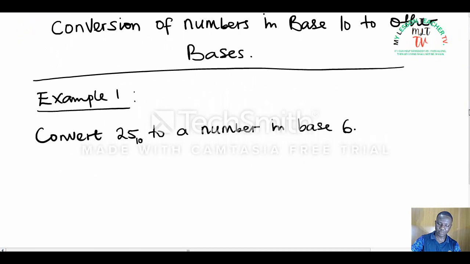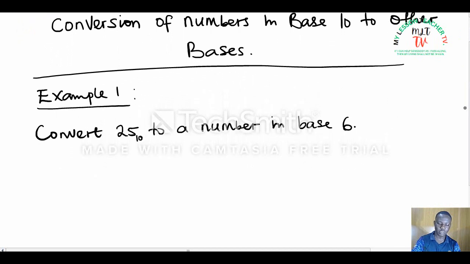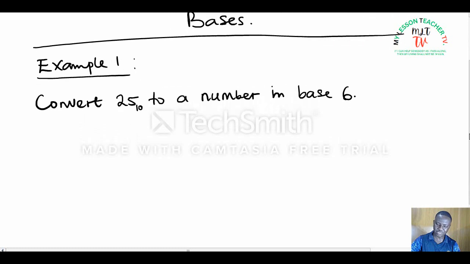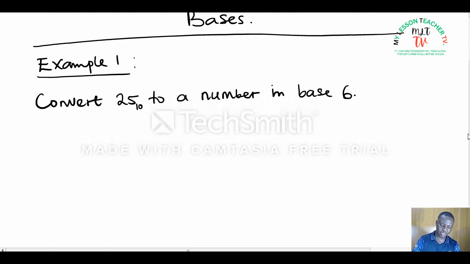This is the method applied, one serves for all. Now we have example 1, which says we should convert 25 base 10 to a number in base 6. In order for us to convert 25 in base 10, the decimal system, to a number in base 6, we need to use the long division method by dividing 25 and its multiples repeatedly by 6.